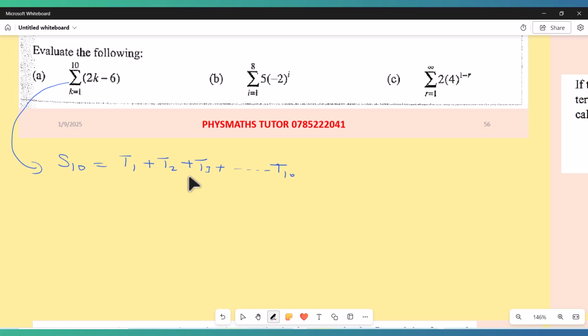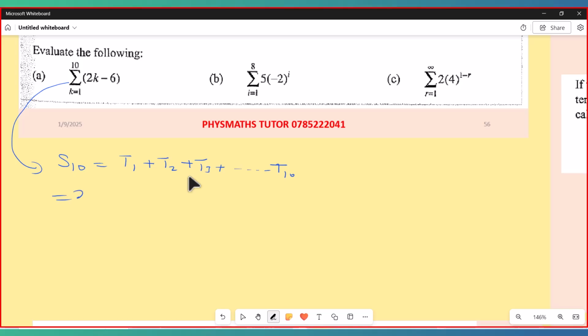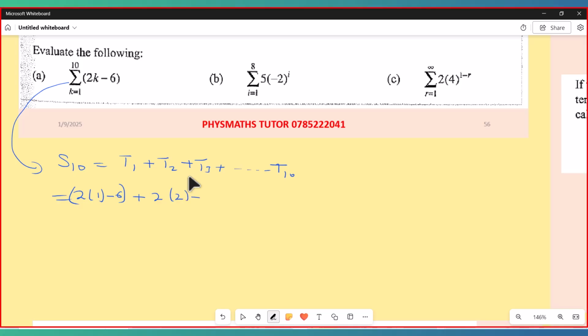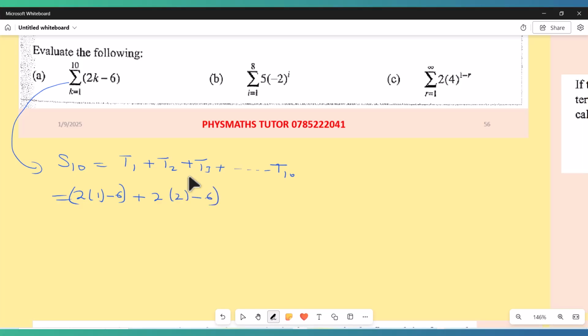So how do we get our T1 here? We substitute. I'm going to put k equals 1. It's going to be 2 into 1 minus 6. That will be my T1. Then plus 2 into 2 minus 6; that's going to be our T2. Then plus 2 into 3 minus 6. By the way, we always write only the first 3 terms, because we just want to identify the common difference and see what we need. Then we say and so on.